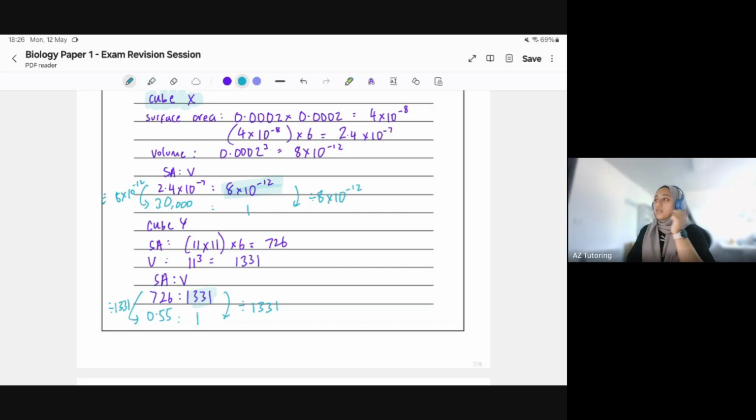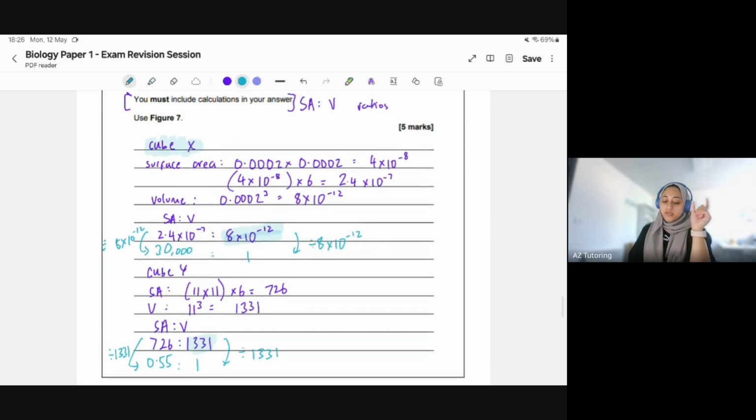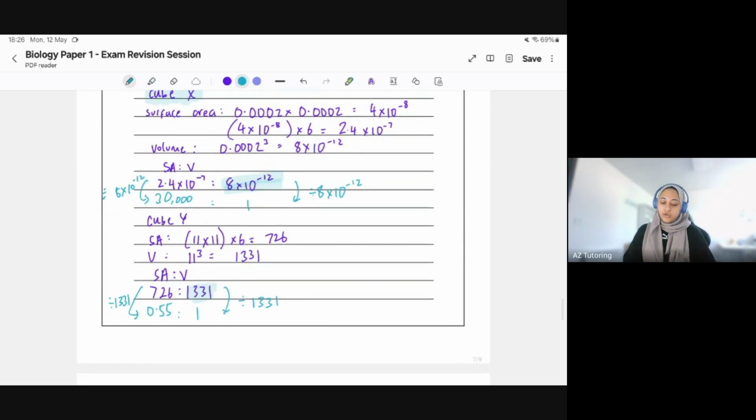Okay, so now we just need to explain our results. So we've got 30,000 to 1 for the smaller one as expected. I expected a really big surface area compared to the volume. So we've got a large surface area for cube X as expected, and we've got a small surface area for cube Y. So that's all you're describing. There's a few different things you can say here.